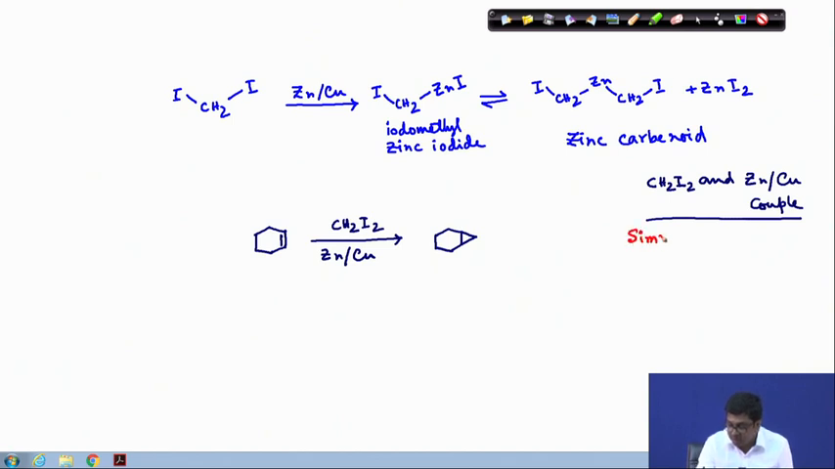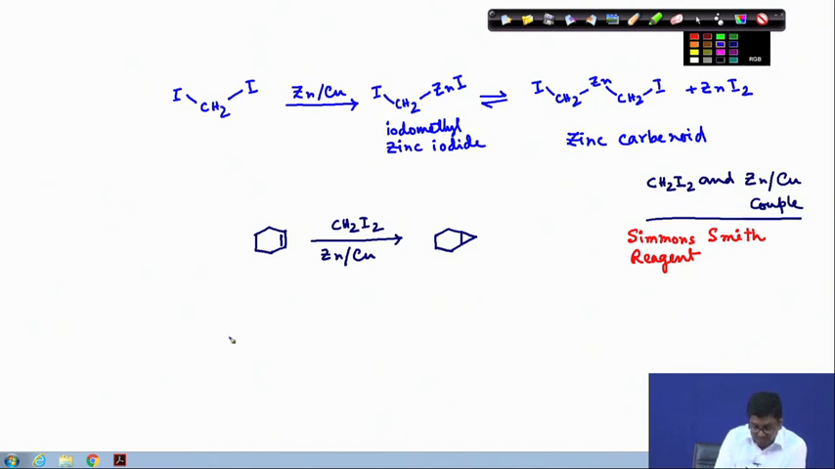This is called the Simmons-Smith reagent. Once this reaction is going, the next question is how this reaction happens and what the probable mechanism could be, which we will learn. Let us see how these reactions can proceed.